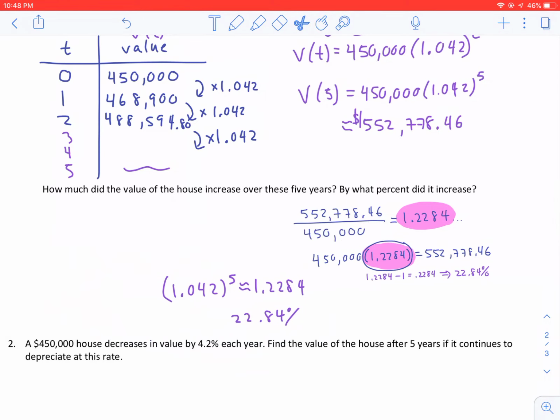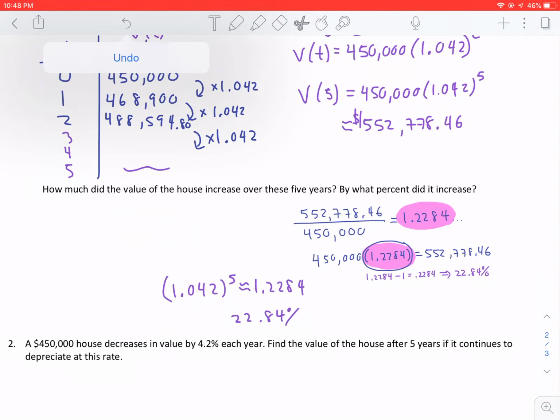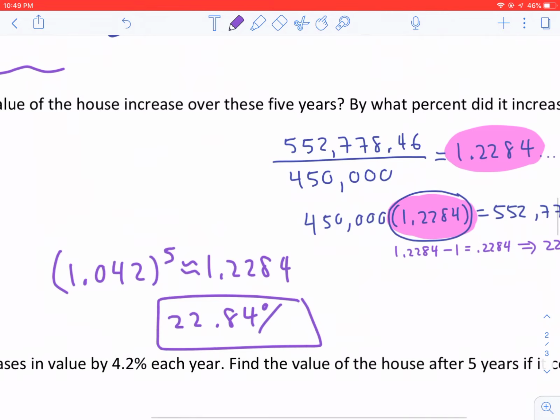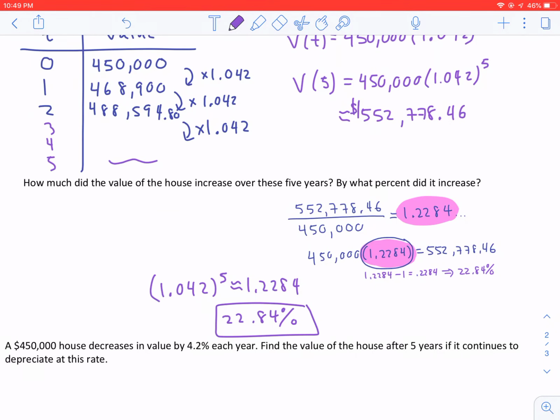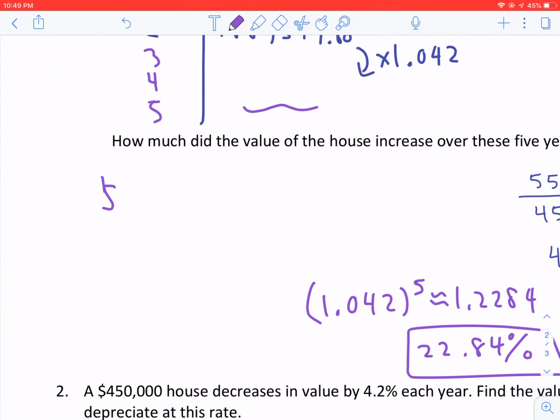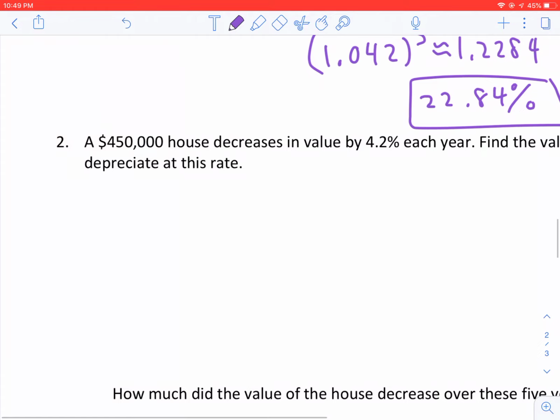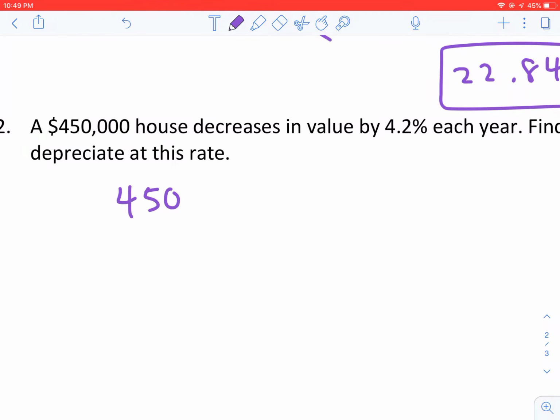But I did not answer the first part of the question. Okay. Which is, how much did the value of the house increase by? So take the final price, subtract the original price. Value of the house went up by over 100,000 in 5 years. It's a pretty good investment. All right, but what if your house loses money? So if it loses money by 4.2% each year, well, we can do 450,000, 3.